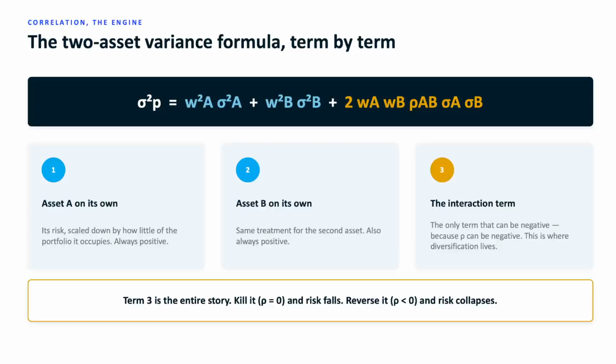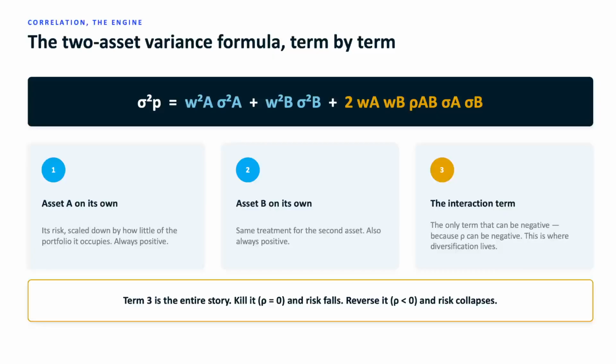Now, term one is asset A on its own, its risk scaled down by how little of the portfolio it occupies, always positive. Term two is exactly the same for asset B, also always positive. And the third is the interaction, where everything is happening. It's the only place the two assets actually meet, and it is the only term that can be negative because correlation can be negative. Terms 1 and 2 can only ever add risk. Term 3 can subtract it.